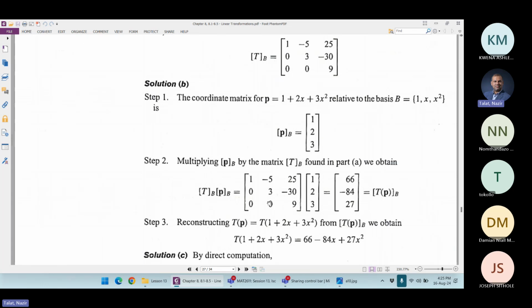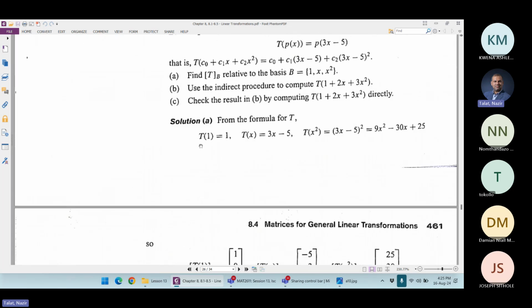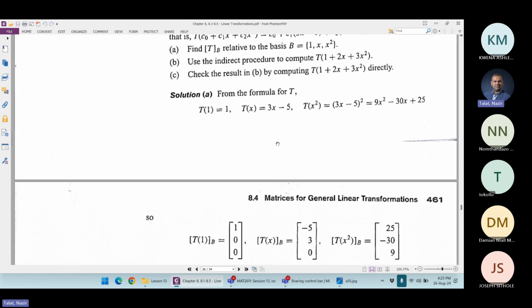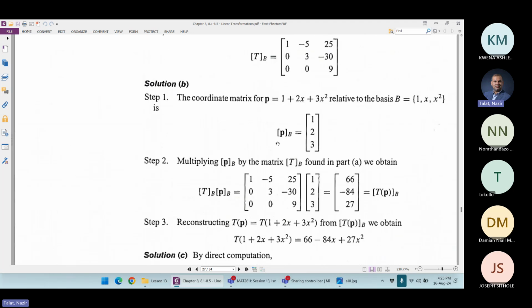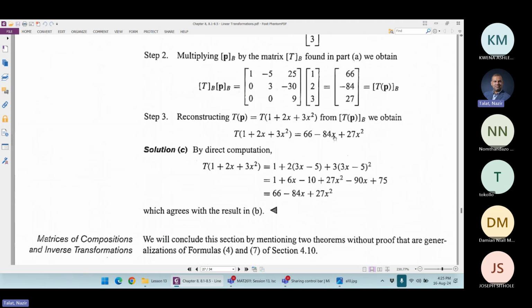And furthermore, if we plug these values into the given linear transformation, then we can also obtain the values. And in that case, we will see that the answer of both outputs will always remain the same. So this is basically the idea of that one.